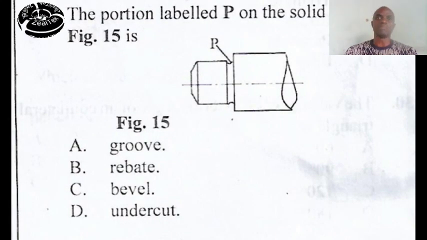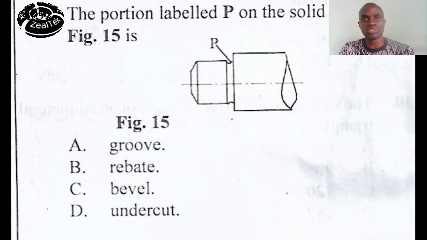33. The portion labeled P on the solid shown in figure 15 is called what? A would be rebate, C bevel, and then D undercut. It is called undercut.